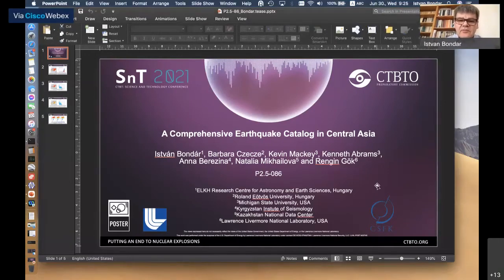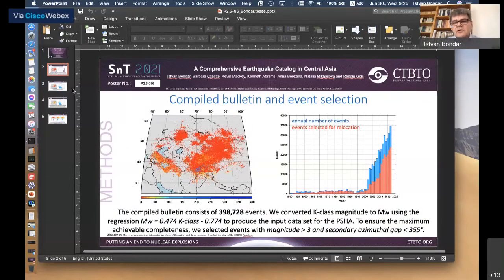So I'm presenting the work for providing a comprehensive earthquake catalog in Central Asia. The objective of the work is to put together a catalog for a probabilistic seismic hazard analysis, and the related poster is going to be presented by Anna Berezina about the compilation of the bulletin. The Kazakh, Kyrgyz, and Tajik NDCs, in cooperation with Michigan State University and Livermore, collected all the local and regional catalogs combined with the ISC bulletin.